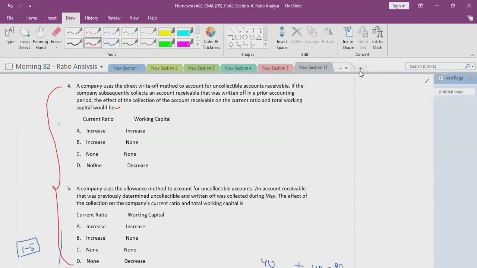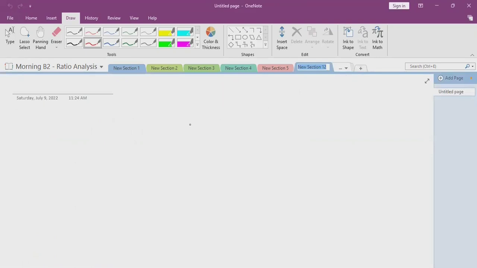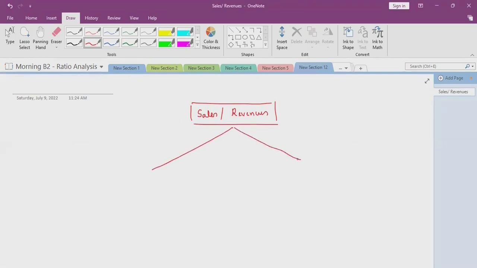So we have some background. Let us discuss that background first and then we'll come back to that question. We know that company sales or revenues are collected in two ways. One is on cash basis, another is on credit basis.